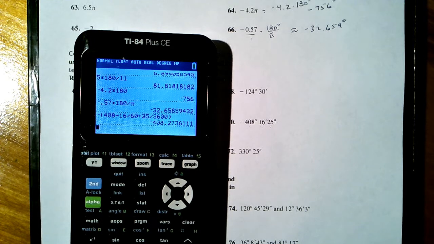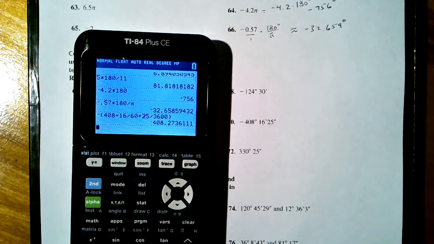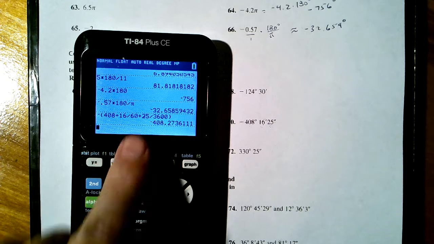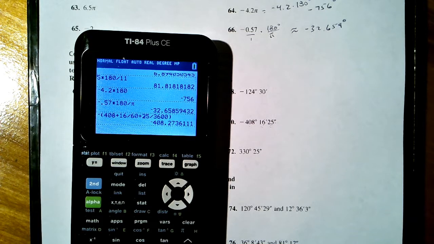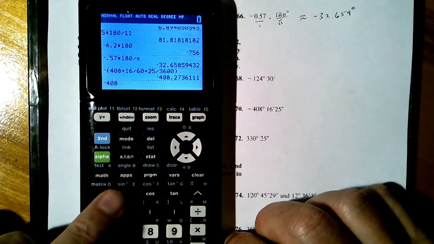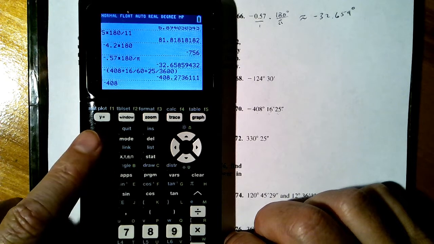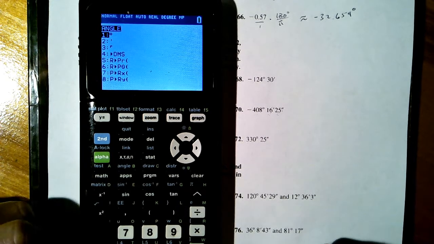Now, in your calculators, here's what they really want you to do. I'll be honest, I still do this way because by the time I fumble around through the minutes, I think I'm quicker this way. But let's go ahead back on 70. We're going to enter negative 408, and now I want a degree symbol. And for the degree symbol, I'm going to go into angle, which is second apps. And there's the degree symbol. Now take a look.